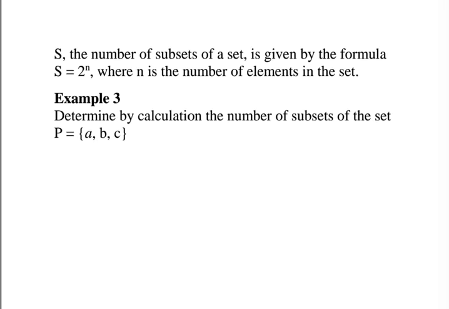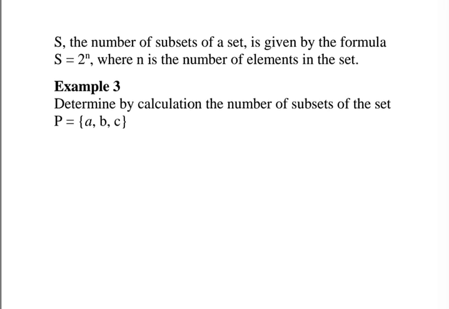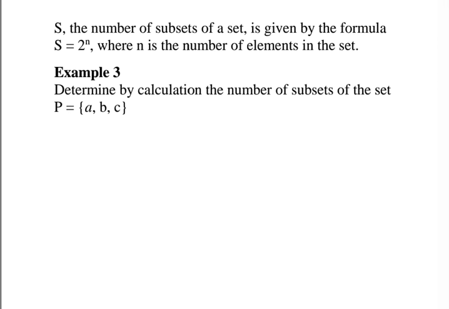All right. Now S, the number of subsets of a set, is given by the formula S is equal to 2 to the n, where n is the number of elements in the set. All right, so there's a formula for calculating the number of subsets, and the formula is S, the number of subsets, is equal to 2 to the n, where n in the formula stands for the number of elements.